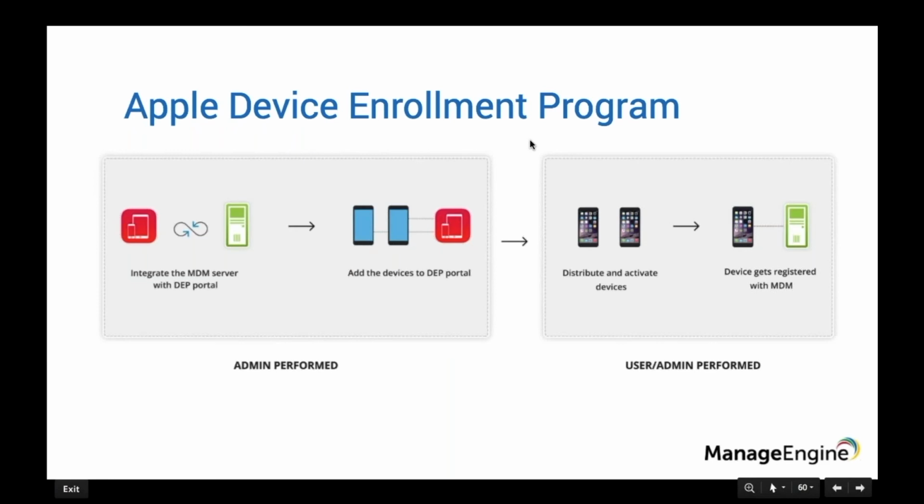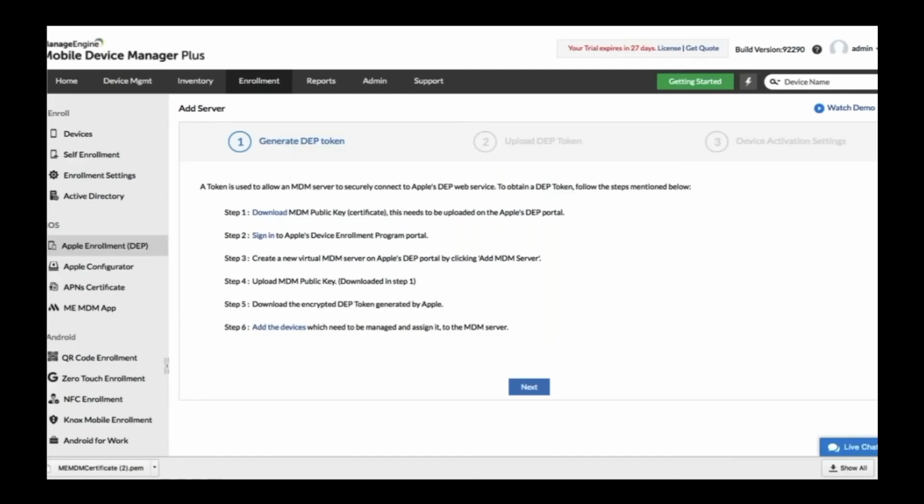First up, we'll be looking at Apple device enrollment program. Firstly, you need to integrate the MDM server with the DEP portal and then add the devices to the DEP portal. Since the DEP portal and the MDM server are integrated, you are essentially adding the devices to the MDM server. As you can see here, these two steps are admin performed and are one time. Once the devices have been added, the next step is to distribute these devices, which gets enrolled automatically on device activation. These steps can be performed either by the user or the administrator. So let us see how this is to be done.